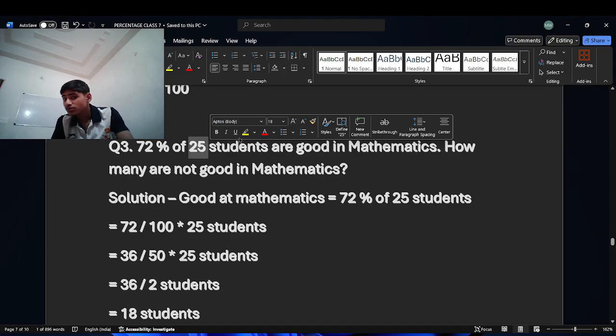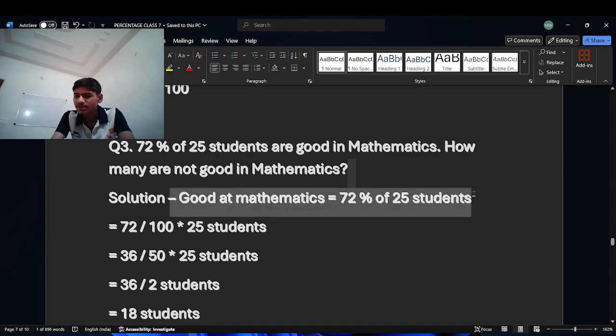There are two ways to solve this. 72% means the whole is 100%. I have already told you the whole is 100%. 100 minus 72 will be how much? 28%. So 28% of 25 students are not good in mathematics. This is the second way to solve it, and now I am telling you the first way.